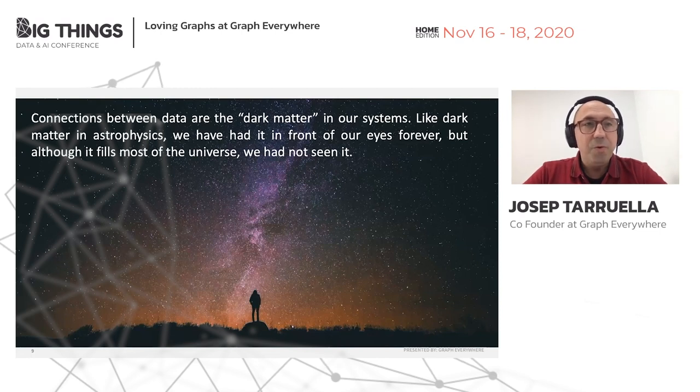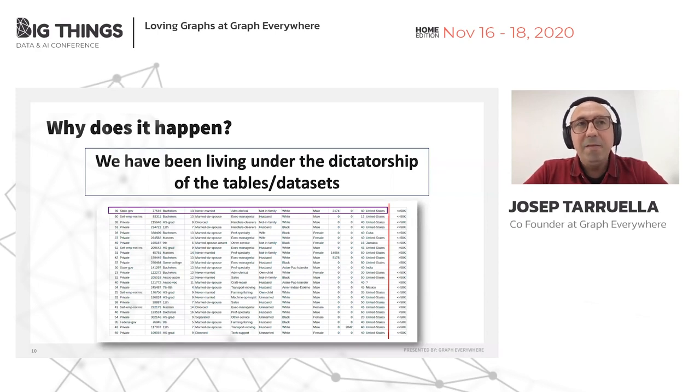So we have barely begun to use these connections to find value, and it's time to start, because the data we have already has the relationships. We don't need to think about extra information or extra data. No. The data we already have is enough to find value. And why did we have this dark matter and haven't had the possibility to find value from it? If it's so good, we say the relationships are so good and we haven't used them before. First, because we didn't know they were so good. And second, because they were hidden.